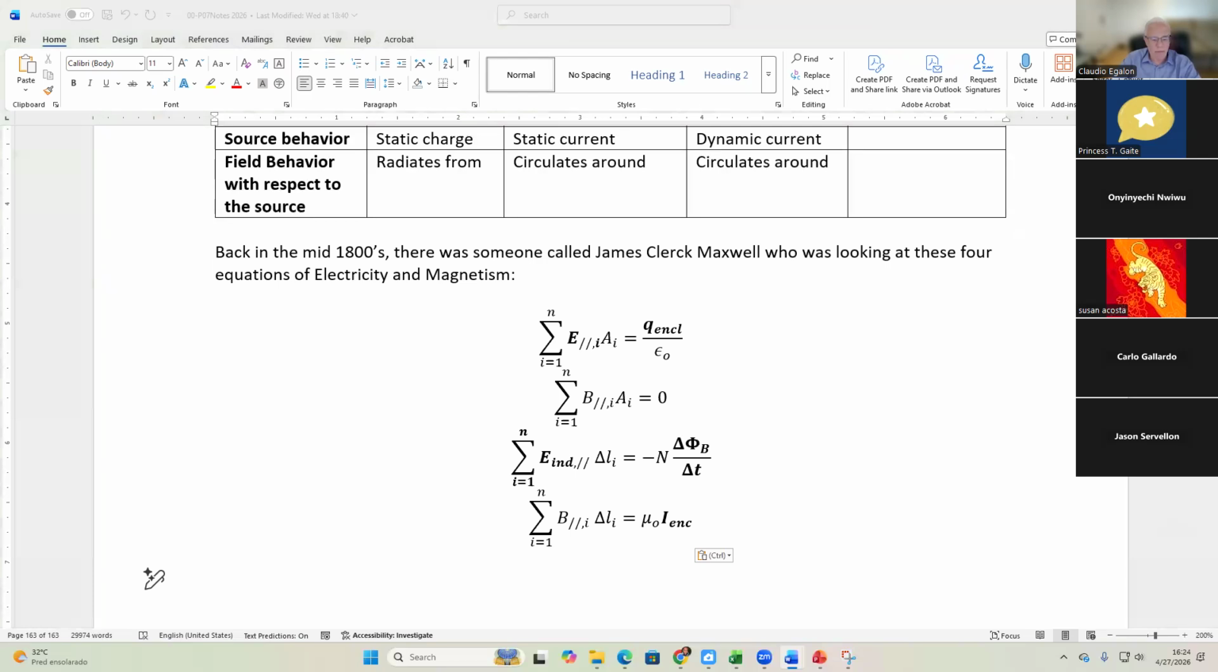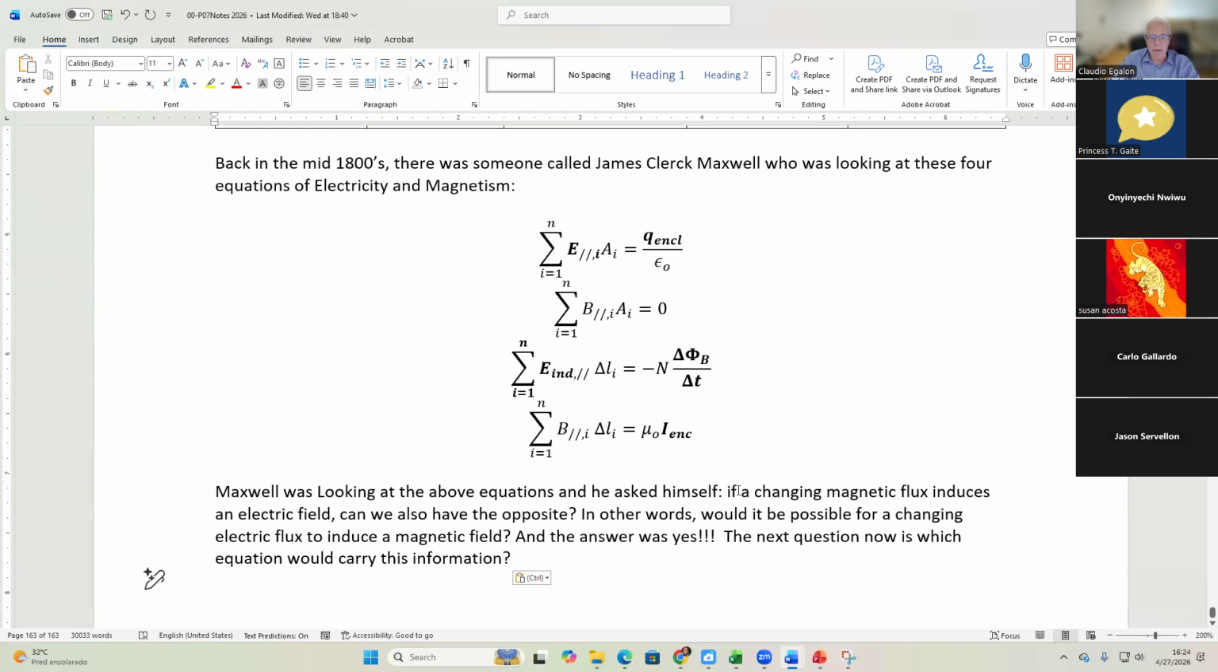So he asked himself, if a changing magnetic flux induces an electric field, can we also have the opposite? Scientists usually think this way: if something works in one way, would the reverse process be true as well? So he was asking himself, would it be possible for a changing electric flux to induce a magnetic field? And the answer turned out to be a resounding yes. The question is which equation would carry this information?